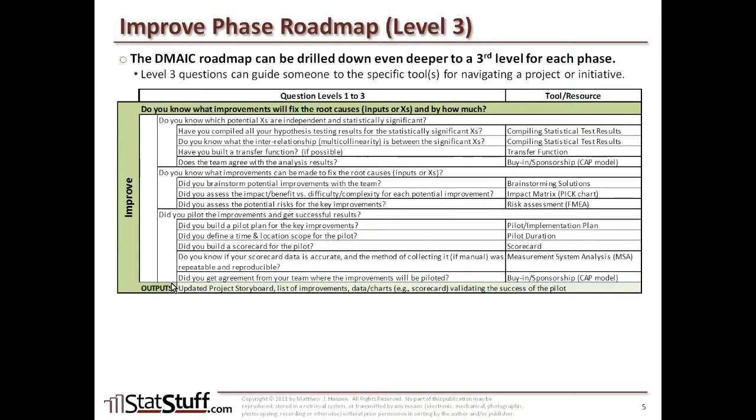So the typical outputs we would see from this improve phase are the updated project storyboard, the list of the improvements, as well as any data or charts such as a scorecard that's going to help validate the success of the pilot. Once you're able to accomplish all this in the improve phase, then you're ready to move on to the next phase, which is the control phase.